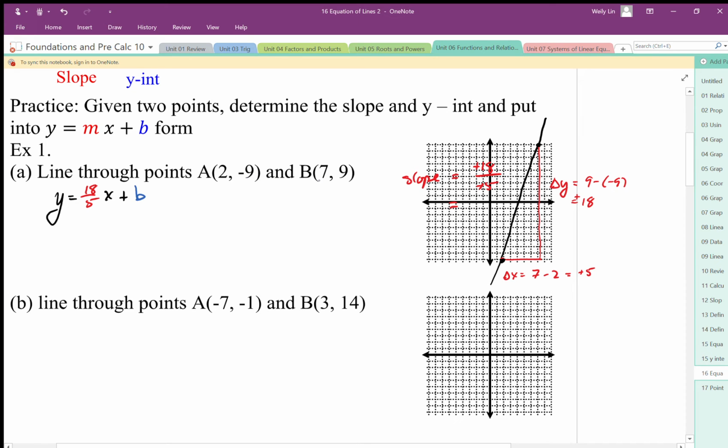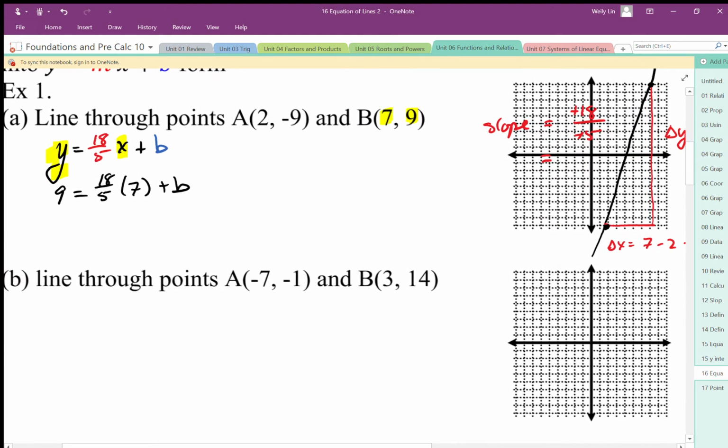To solve for b, we plug in our x and y into our equation. Now, it doesn't matter which ones we plug in. I'm going to avoid the negative, so I'm just going to use the 7 and the 9. And I'm going to put that in for x and y in my equation. So I end up with 9 equals 18 divided by 5, times x which is 7, plus b. And what that leaves me is an equation where the only variable to solve for is b.